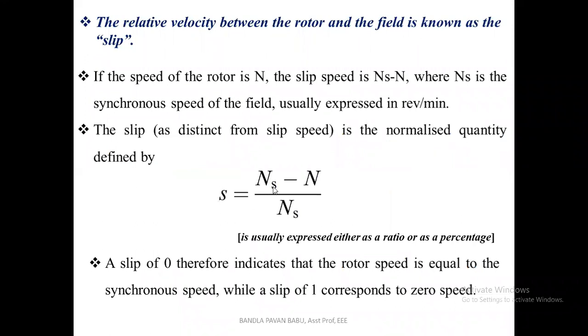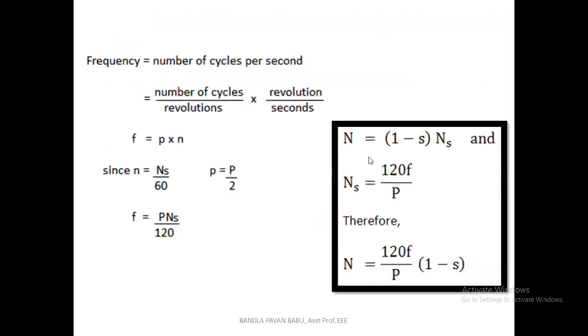Here slip equal to Ns minus n by Ns. So here we are separating it. Bring this denominator term to the s side. So s into Ns equal to Ns minus n. So n equal to 1 minus s into Ns. Ns equal to 120 f by P. Therefore n equal to 120 f by P into 1 minus s. So this is the actual rotor speed in terms of slip.